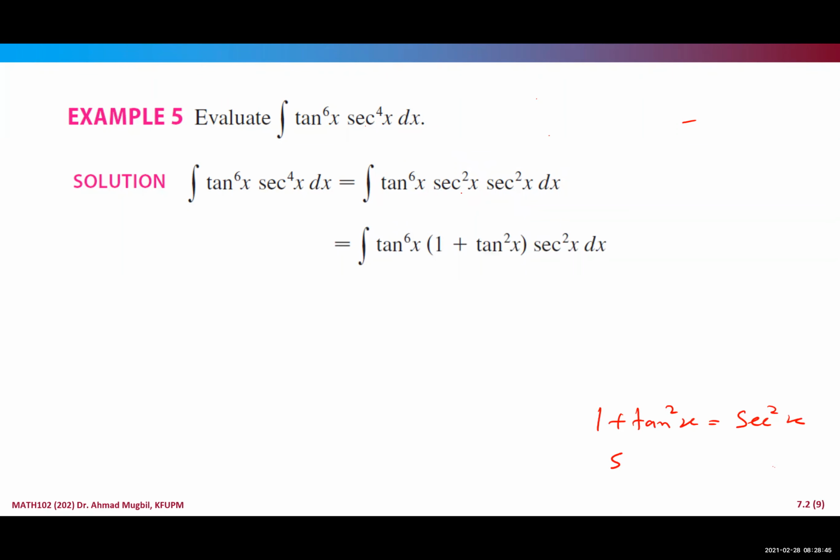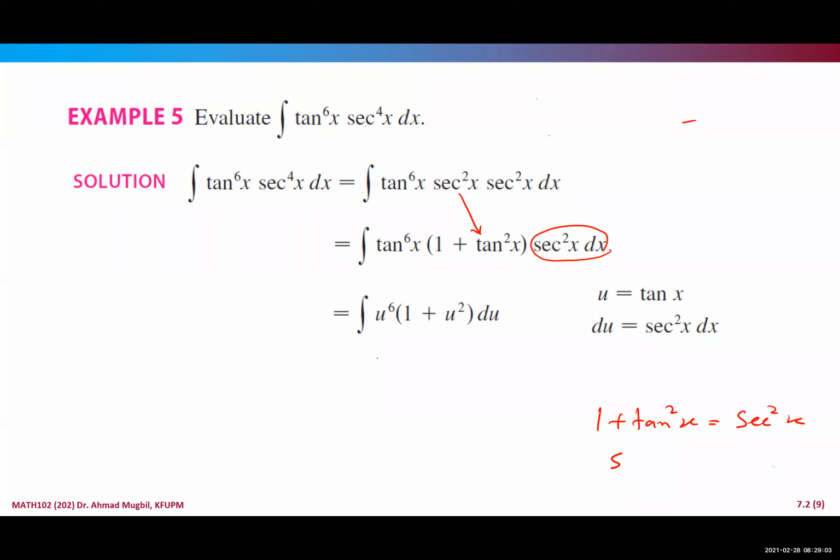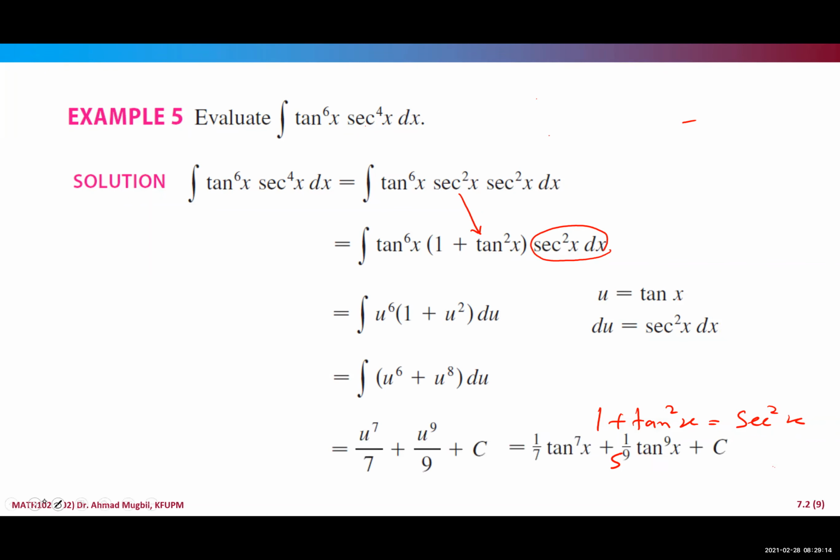Here we are. This is secant squared. Now I will put u equals tan x, then du is secant squared x dx. So this will be du, and this will be u. So it will be u to the power 6 multiplied by 1 plus u squared du. Now it is a very easy integral. Just expand. It will be u to the power 6 plus u to the power 8. Add 1 and divide by the new power. Substitute back. This is your integral.